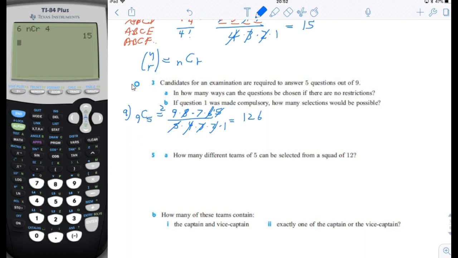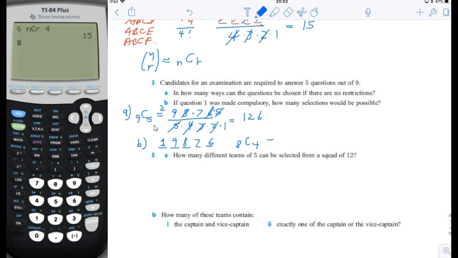And then for part B, it said, what if question 1 was compulsory? So in that case, you have 9 questions to choose from, but the first slot is already filled with number 1, and then you only have 4 other slots to fill. So we're choosing out of 8 questions, and we're only choosing 4 questions. So our problem, instead of 9 chooses 5, becomes 8 chooses 4, right?